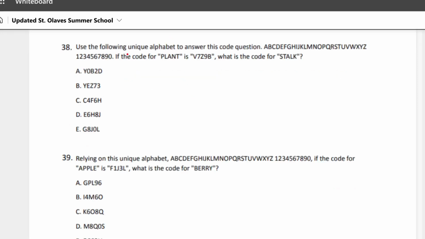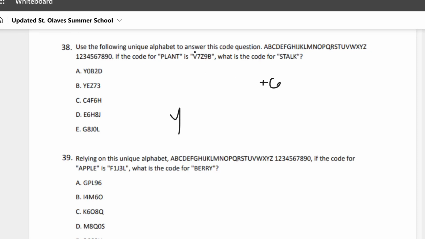Question 38. P to V is going to be over here. We're going to go backwards. We're going to go 1, 2, 3, 4, 5, 6, 7, 8, 9, 10, 11, minus 11, which means S minus 11. We end up with... So P to V is going to be 1, 2, 3, 4, 5, 6 plus 6. S plus 6 is going to be 1, 2, 3, 4, 5, 6. We start off with Y.